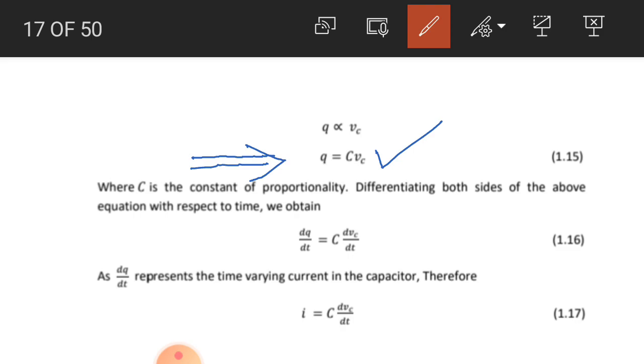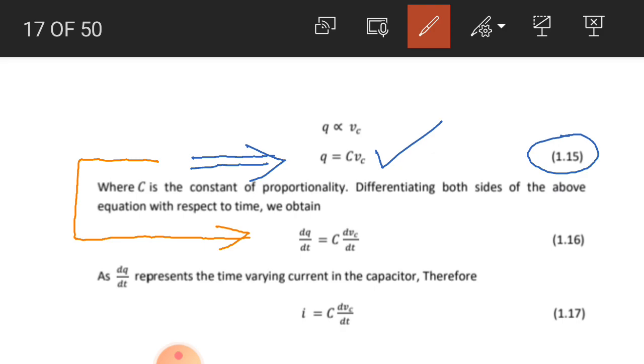So if you want to find out the time varying charge on the plates of this passive circuit element, you can find it out with the help of equation number 1.15, with the help of equation number 15. Now what we do, we differentiate both sides of equation number 15 with respect to time.